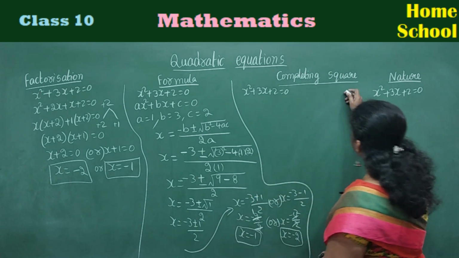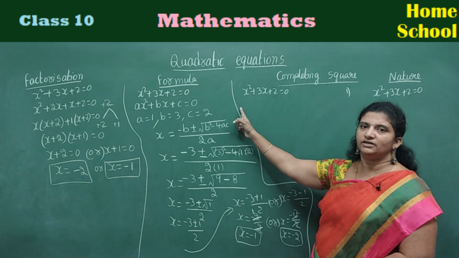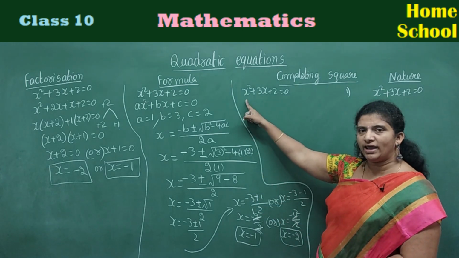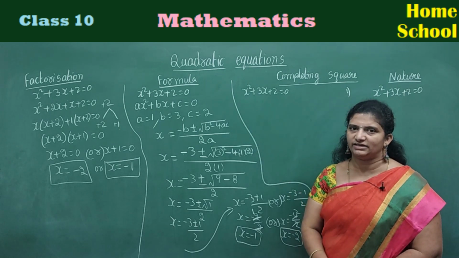First step, observe the x square coefficient. Is it 1? Continue to the next step. If not 1, whatever number is there, first divide the equation by that number.